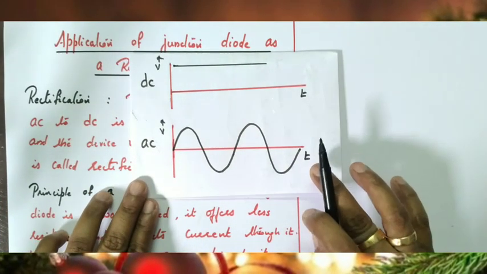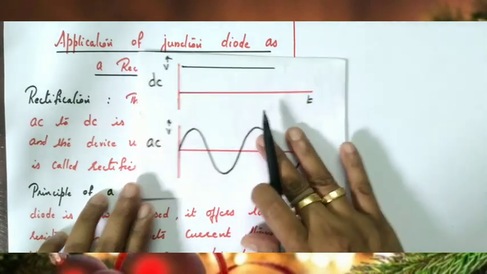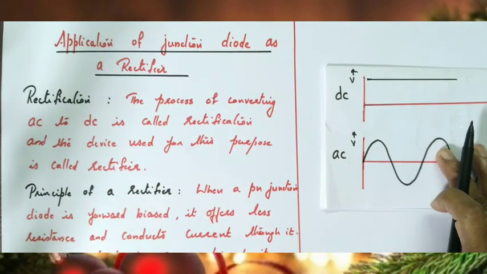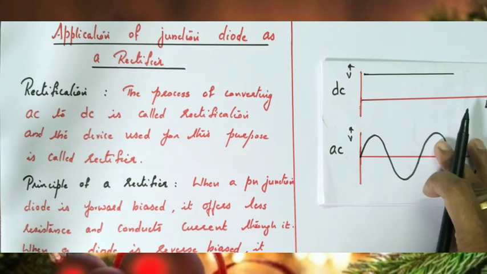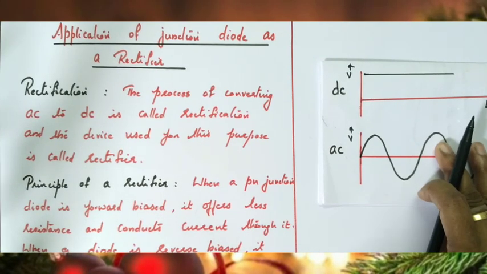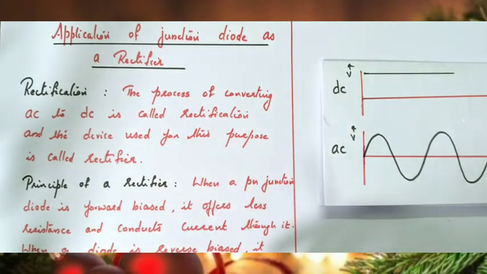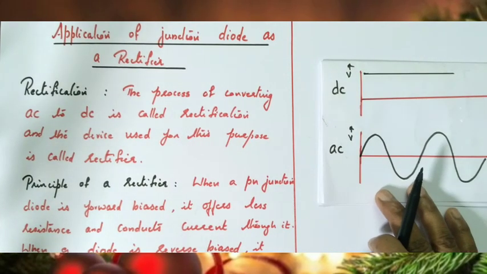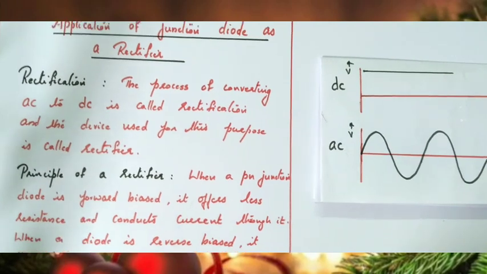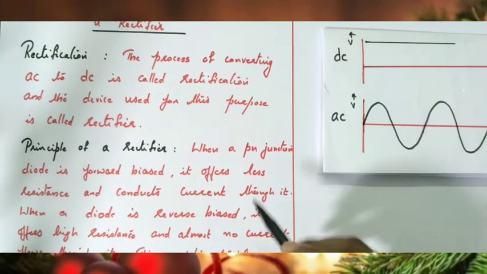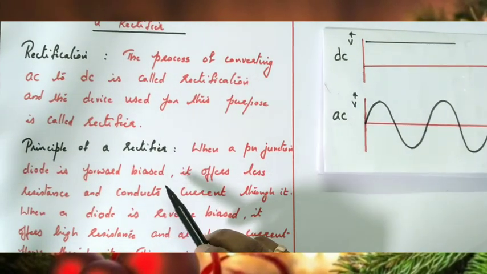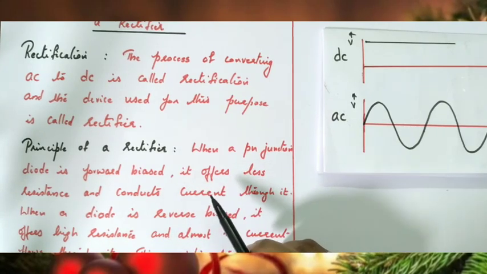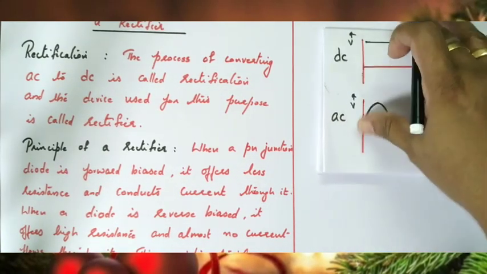So rectification means the process of converting AC to DC, and the device used for this purpose is called a rectifier. Now we can study how a PN junction diode acts as a rectifier. We know that when a PN junction diode is forward biased, it offers less resistance and conducts current through it.